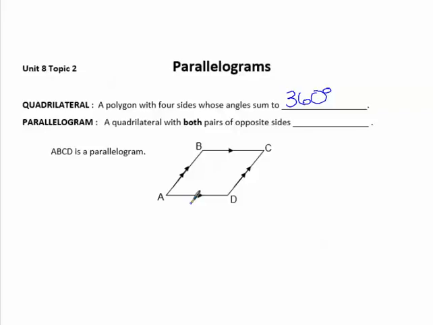So what exactly is a parallelogram? Well, notice the word parallel is in there. A parallelogram is a quadrilateral with both pairs of opposite sides parallel. And don't forget the symbol for parallel is the double L. Also, notice that when we talk about parallelograms and parallel, we use arrows to show us that these sides are parallel to each other.